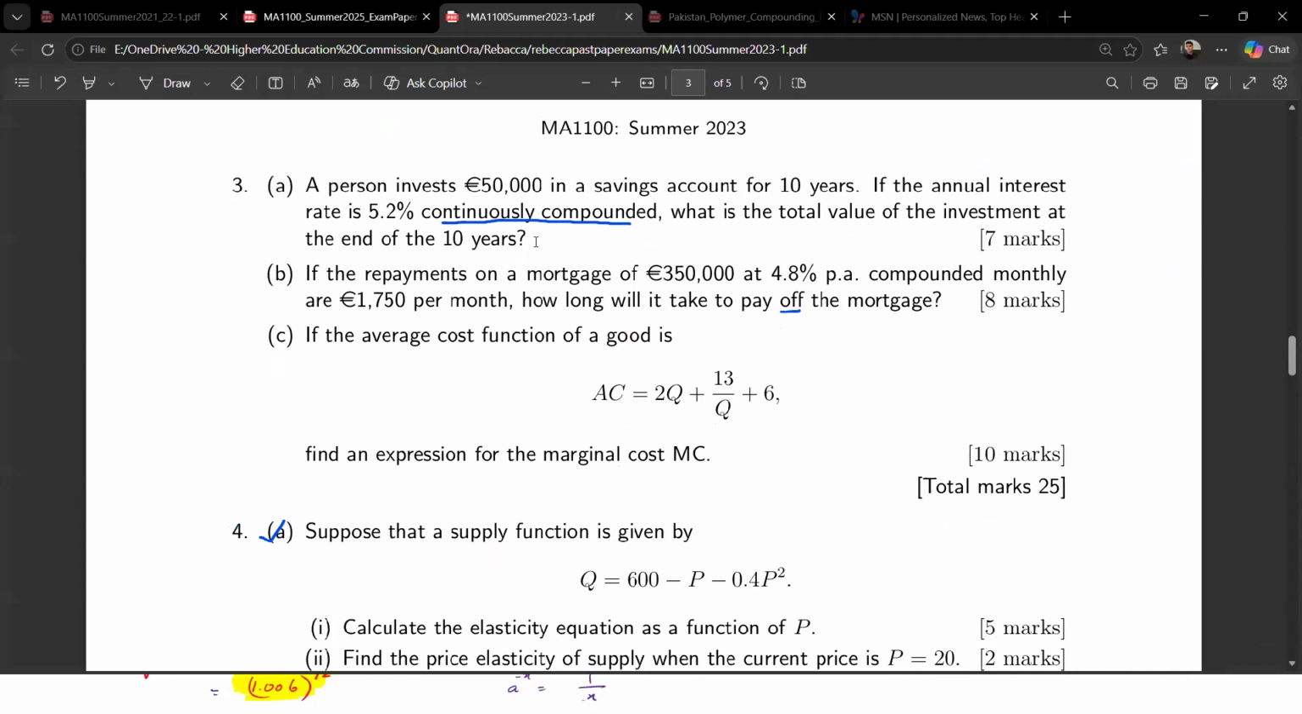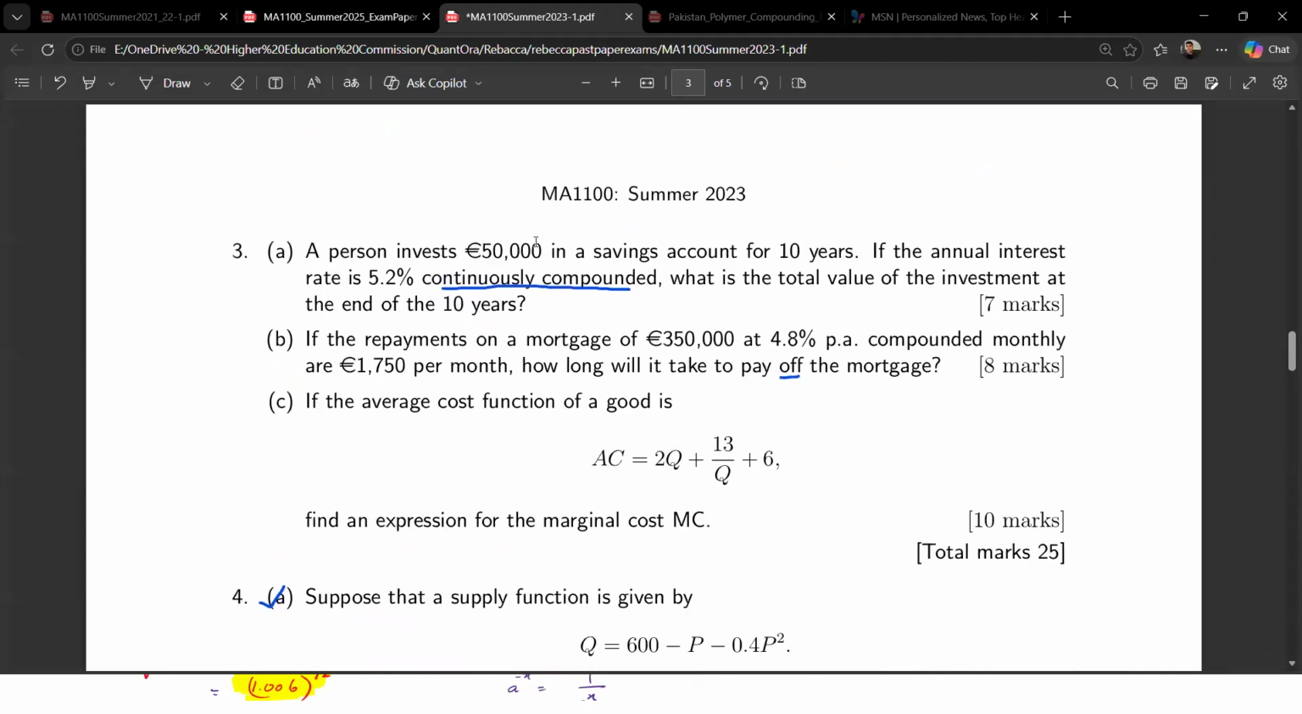Yeah, look at this question. Question number 3. A person invests 50,000 euros in a saving account for 10 years. If the annual interest rate is 5.2 percent, continuously compounded, what is the total value of the investment at the end of the 10 years? Now, you just need to use a different formula here. It's continuous compounding, and for continuous compounding we have a little different formula, but it's a really simple formula. There's nothing too hard.